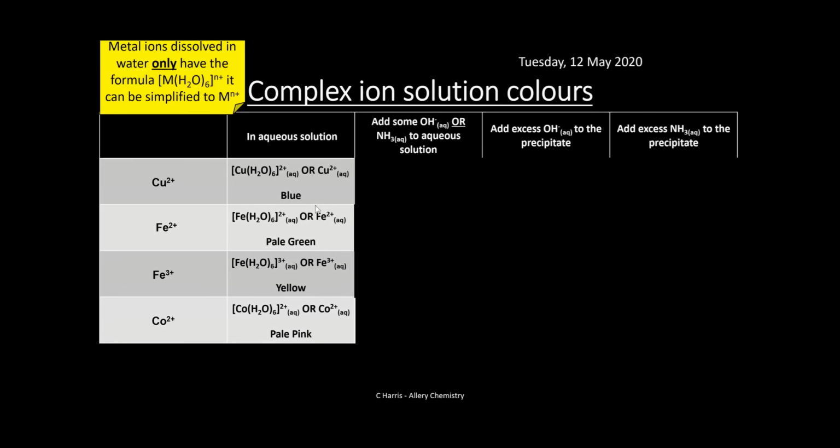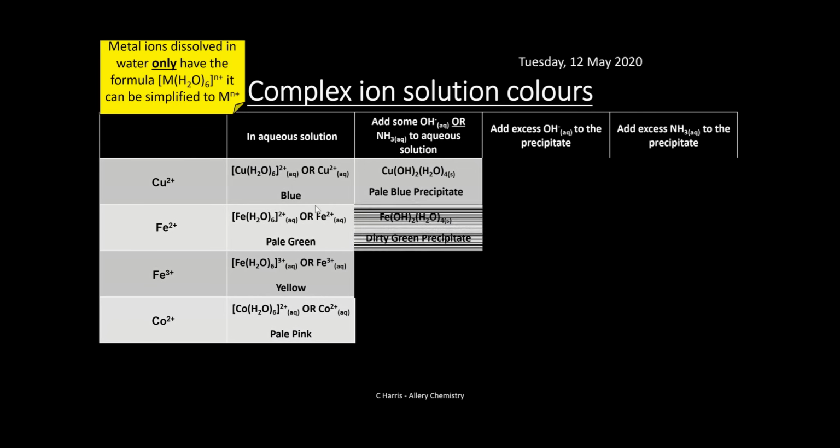Okay, see if you can do this. Obviously, we've done some of these reactions already, so see if you can work this out. When we add a small amount of hydroxide or ammonia to the aqueous solution, see what we form when we add it to Cu2+. Have a think. Okay, that is a copper blue precipitate. It will be a precipitate because we formed a solid compound, so we get Cu(OH)2(H2O)4. So see if you can do the next one. Okay, so this one is Fe(OH)2(H2O)4, and is a dirty green precipitate.